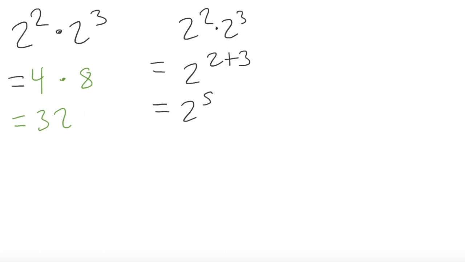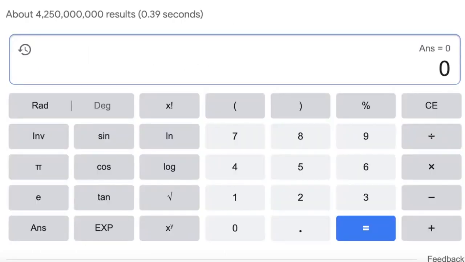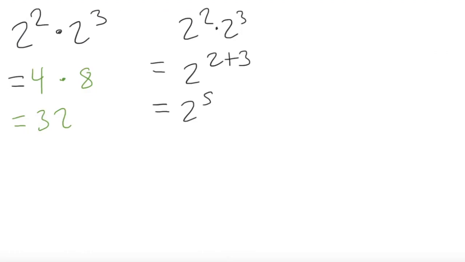I don't know. Can I use a calculator? You know what? Sure, why not? Alright, cool. 2 to the 5th power. Oh, it's 32. We got the same answer. Yeah, we get the same answer, John, because adding the exponents works, right? Adding the exponents gets us the correct answer, right?